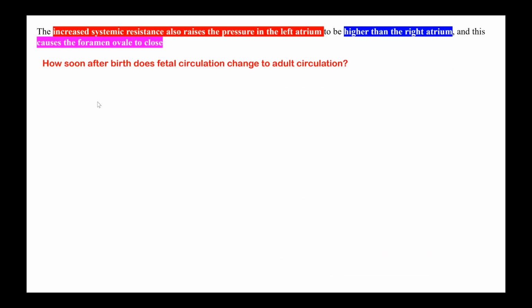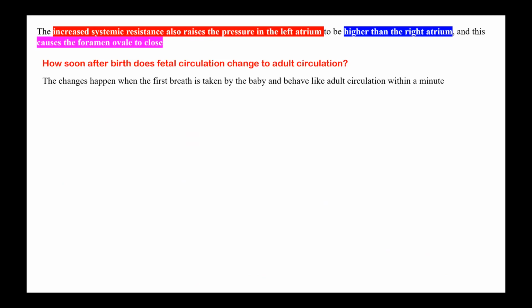And how soon after birth does the fetal circulation change to adult circulation? Right from the first breath it happens, but it is completed within a few minutes. Okay? The change can happen when the first breath is taken by the baby, and it behaves like adult circulation within a maximum time of 1 minute.